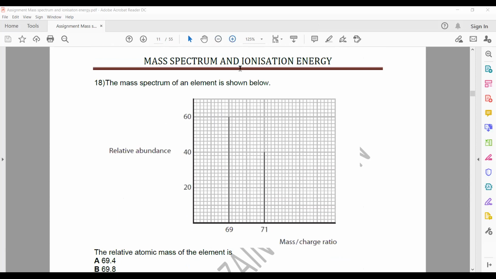In the same way for this question, this mass is 69, percentage is 60%, and the mass is 71, and the percentage is 40%. So when you solve this question, it will be 60 multiplied by 69 plus 40 multiplied by 71, divided by 100. So it's 69.8, so B is the right answer. That's correct, B.